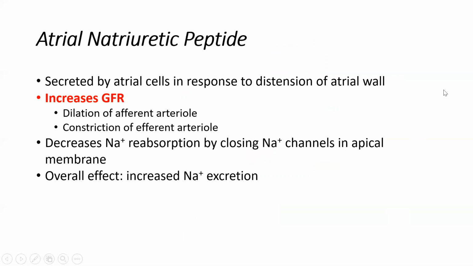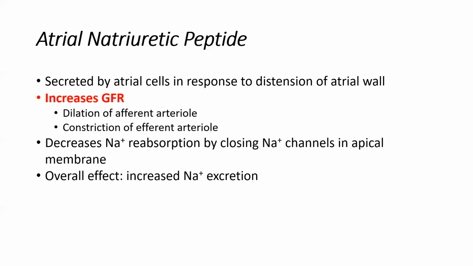Okay, let's talk a little bit about ANP. Right off the bat, I want you to think of it as the evil stepbrother or the opposite of aldosterone. So aldosterone and ANP, they're opposite ends of the spectrum. They're doing opposite things, okay? ANP is secreted by the atrial cells of the heart, so cells in the atrial wall, and ANP is secreted in response to increased distension or increased stretch of the atrium. And if you think about what increased stretch of the atrium means, this means that there's excess blood volume.